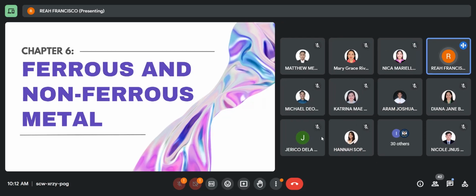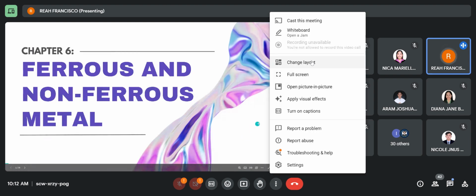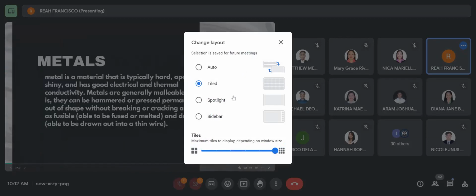Ang i-discuss ko po ay about ferrous and non-ferrous metals. Pero before that, atin muna pong alamin kung ano ang metals.